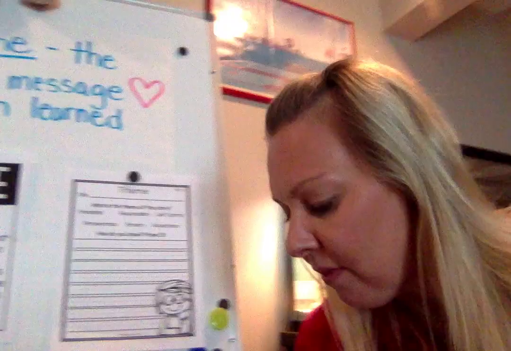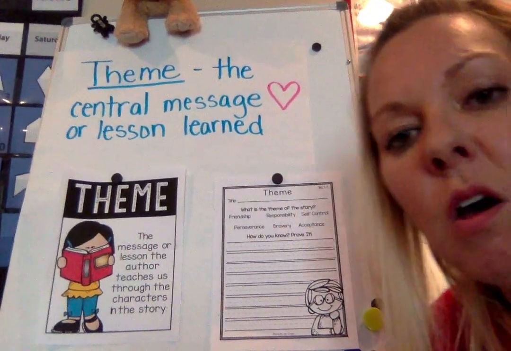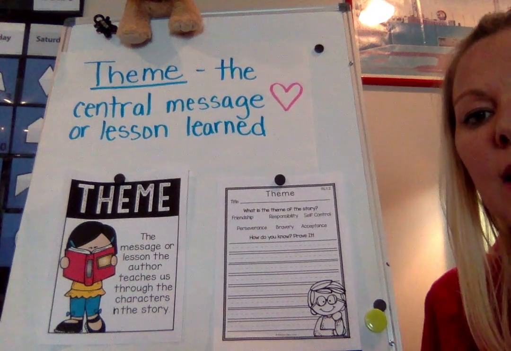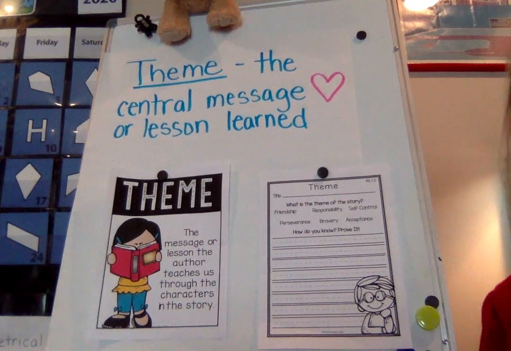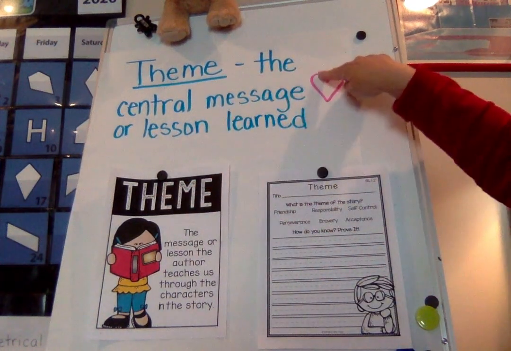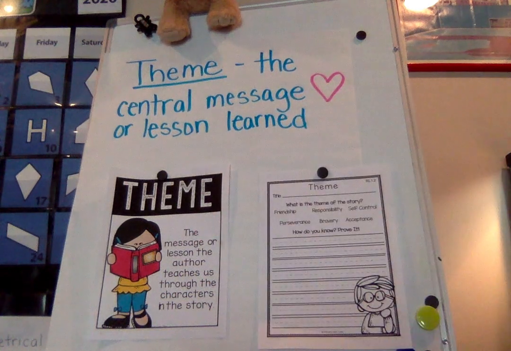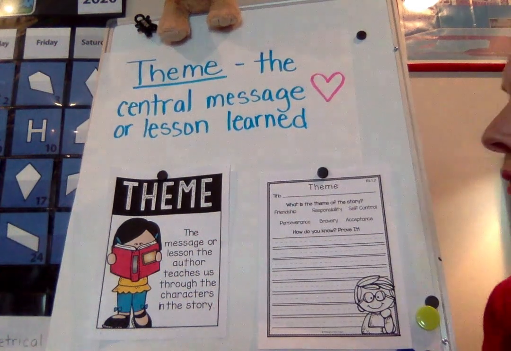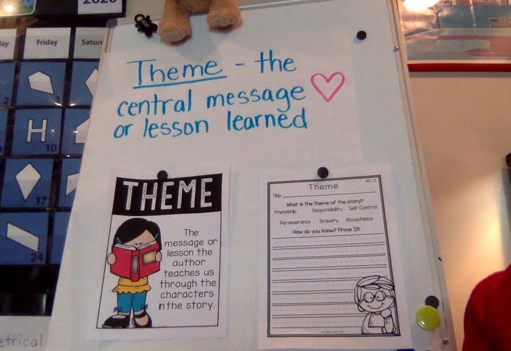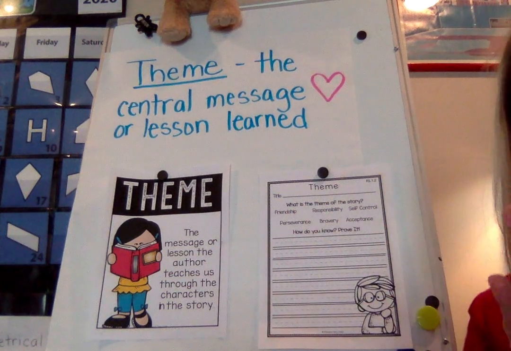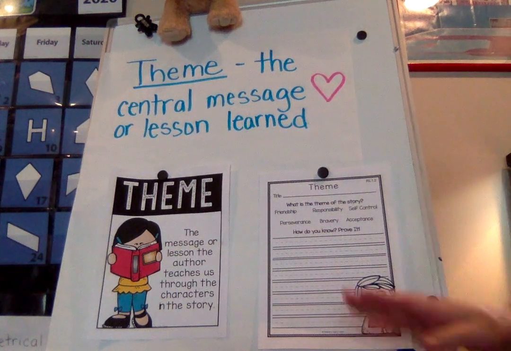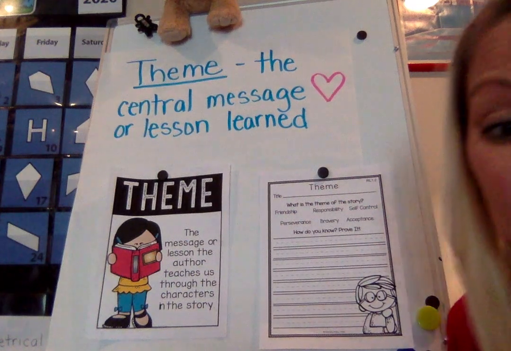Boys and girls, as we began that story, we were focusing on the key details that help us to support the theme of our text. The theme, the central message or the lesson learned, the heart of the story. The message or the lesson the author teaches us through the characters in the story. So, we're going to write down 4 key details, and we're going to put those key details together as clues to help us decide the central message of the story. And then we're going to circle what the theme of the story was, okay?